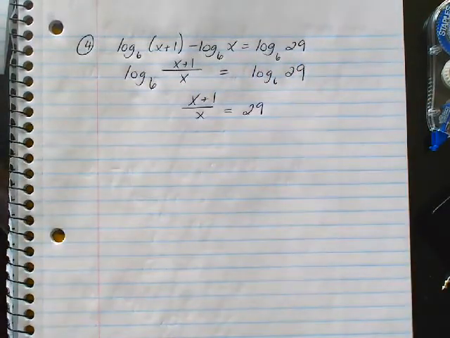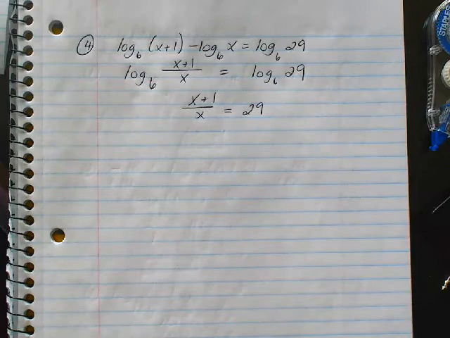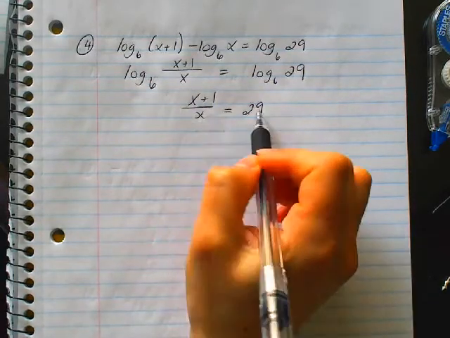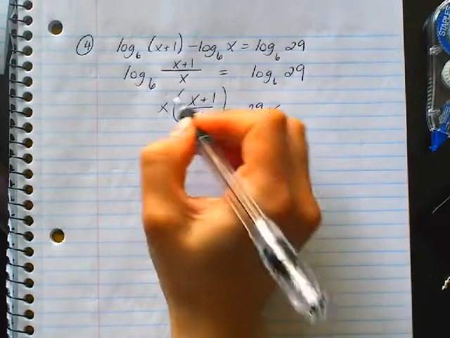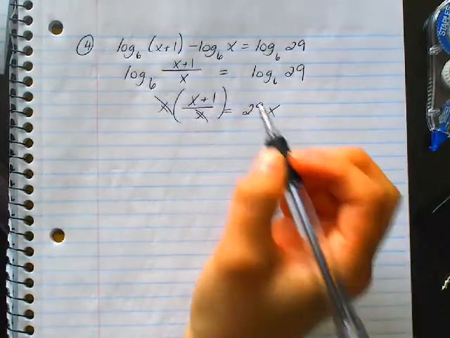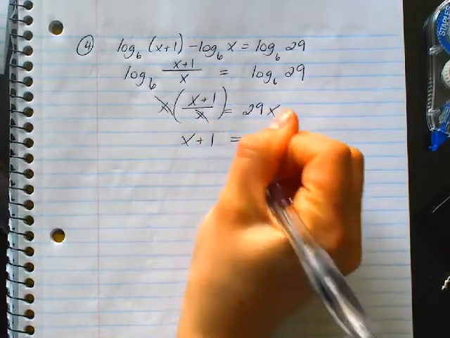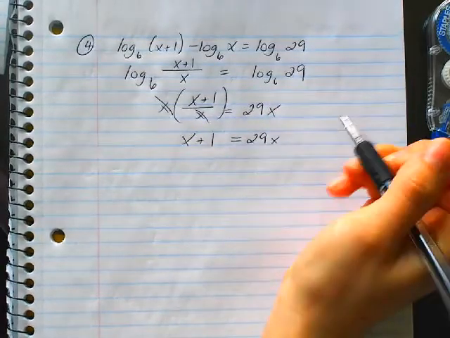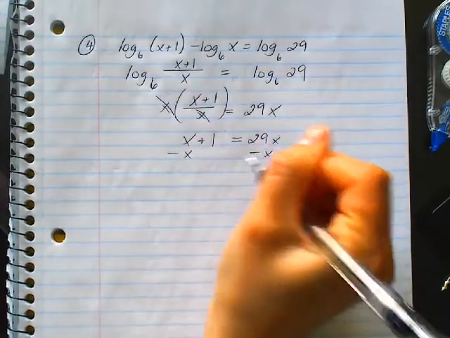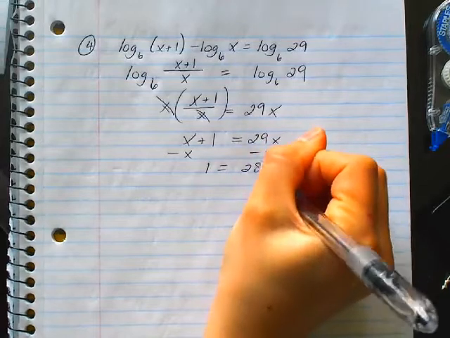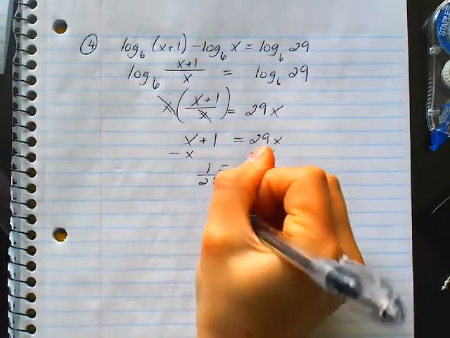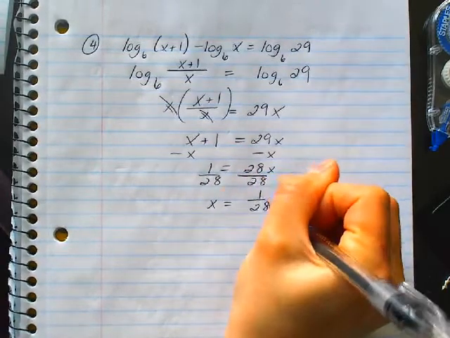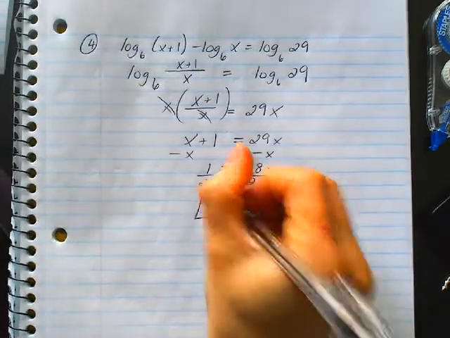Okay. So I'm going to solve this algebra problem. I'm just going to start by moving the x to the other side, multiply both sides by x over here, so that my x's cancel out on the left-hand side. We have x plus 1 equals 29x. Subtract x from both sides. 1 equals 28x. Divide both sides by 28. X equals 1/28. Final answer.